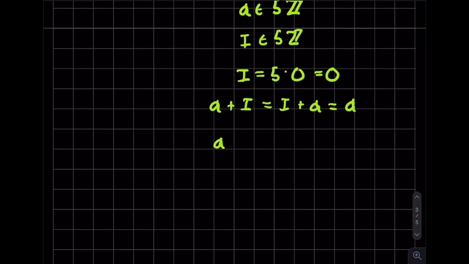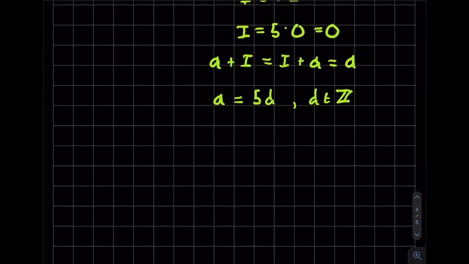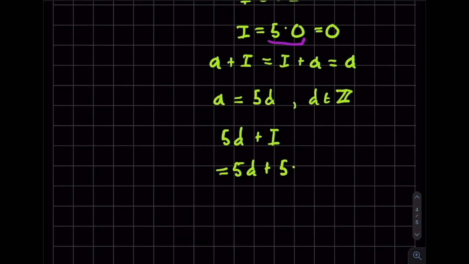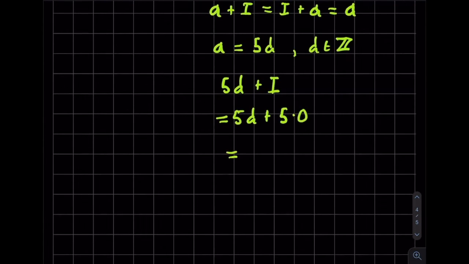So we have A, which I'm going to let, in this case, once again, I'll say A equals 5, let's say 5 times D again, where D is an integer. Okay, and then what I'll do is I'll add that. So I'll say 5D plus I, but 5D plus I, well, we said that I is really 5 times the identity of the integers, so 5 times 0. Okay, but then this is really 5 times D plus 0. All I've done is factor out this 5 here.